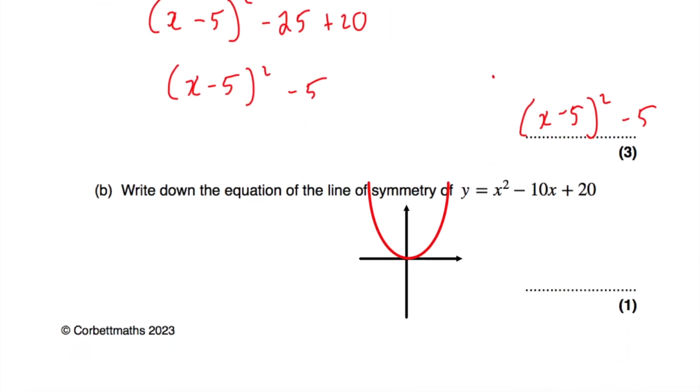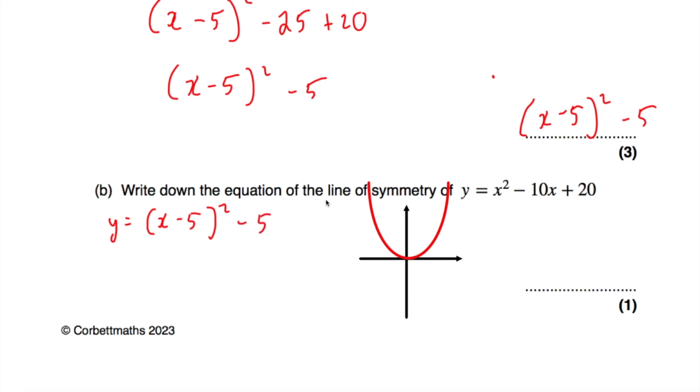Okay, next, part B says write down the equation of the line of symmetry of y equals x squared minus 10x plus 20. So actually the graph kind of covers, this is the y equals x squared graph. I've just put that there to help us, but actually it covers the writing, so I'll just read that again. Write down the equation of the line of symmetry of y equals x squared minus 10x plus 20. So we've actually done the completing the square in this, and we've got this y equals (x minus 5) squared, minus 5 if we do completing the square.